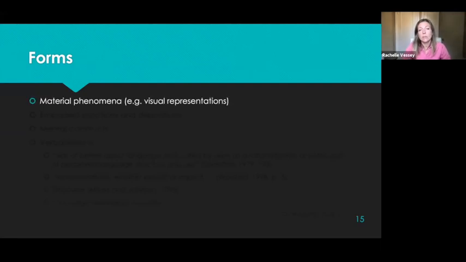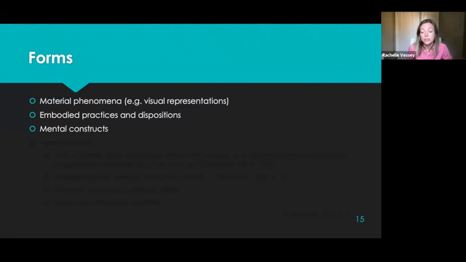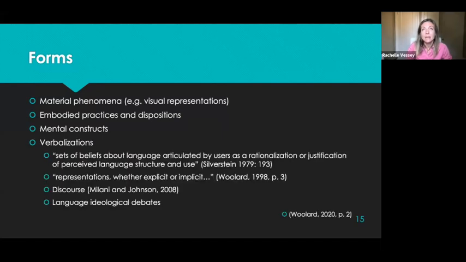But before I get there, I wanted to tell you a few of the ways that Catherine Willard has argued that language ideology can take shape. So when we're dealing with beliefs and values about language, what are we actually dealing with? She's argued that language ideology can take shape as material phenomena, as visual representations, for example, as embodied practices and dispositions, as mental constructs, and maybe most relevant for this talk and for a corpus linguistics approach, through verbalizations.